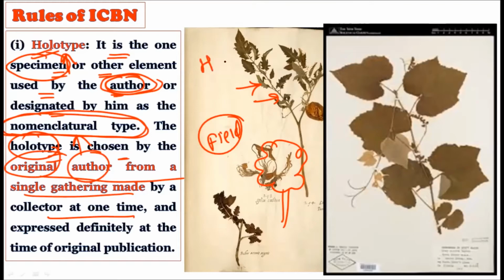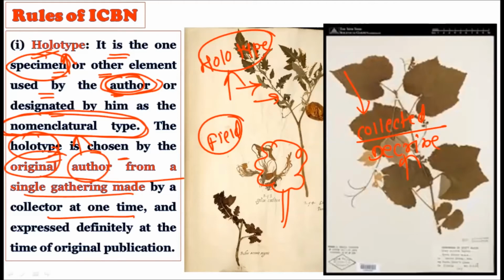We should call it a holotype. That is the first time the species is collected by the original author, and he has described this particular species, and by describing it, he gives this particular specimen as a holotype, right? Why is it a holotype? Because it was first collected by the original author. That is the first time the species is collected by an original author and he described it. In such a case, we call that specimen a holotype.